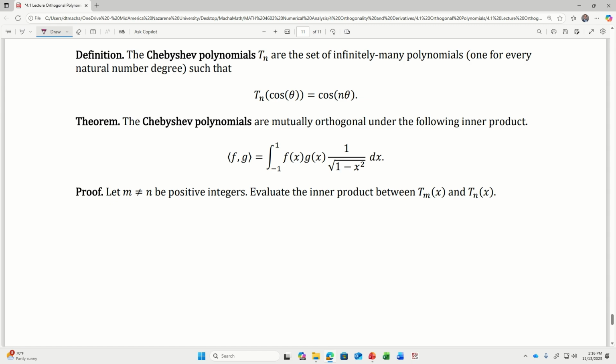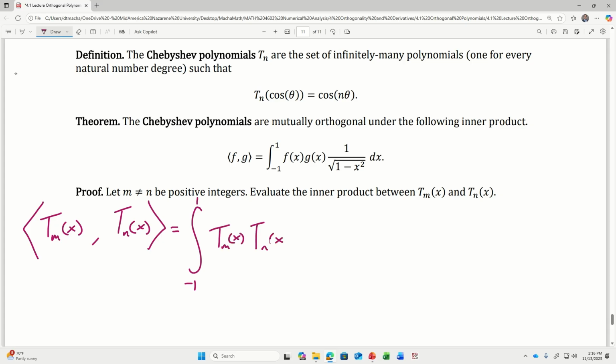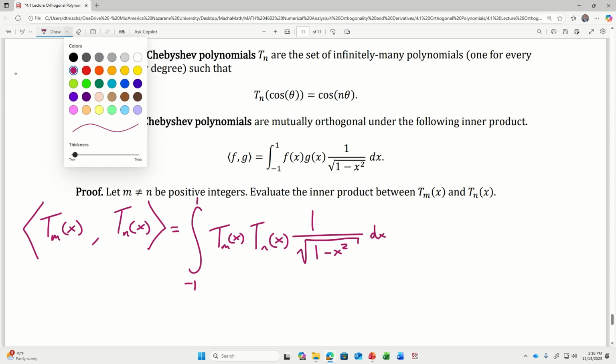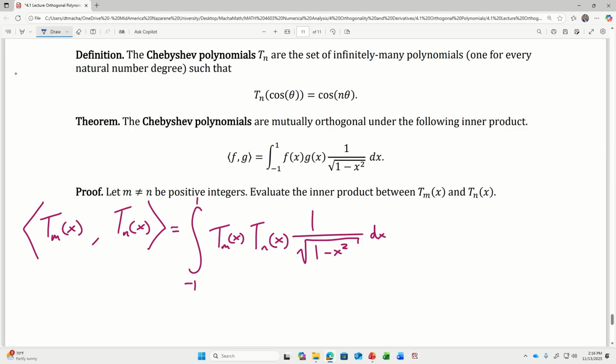Okay, so my inner product between Tm of x and Tn of x is going to be the integral from -1 to 1 of Tm of x times Tn of x times 1 over square root 1 minus x squared dx. All right, do you remember from last time, what did we do next in this process?